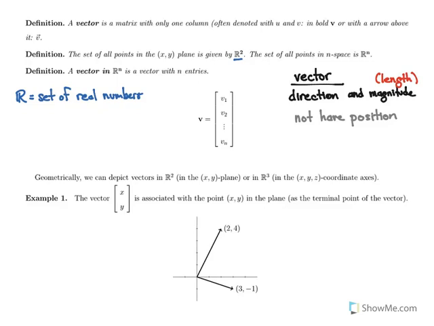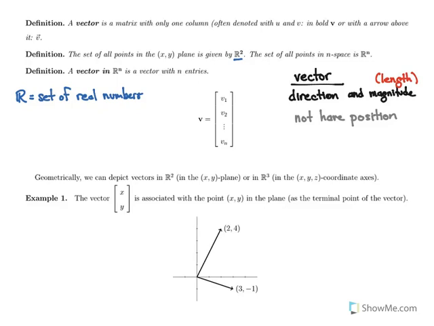So a vector in R to the n, that's where these vectors are going to lie, is a vector with n entries. Those n entries are real numbers. That's why we have n real numbers. And we're going to denote those entries v1, v2, all the way to vn. Geometrically, we can depict vectors in R2 in the xy plane or in R3 in the xyz coordinate axes very easily because we can draw things in R2 and R3.